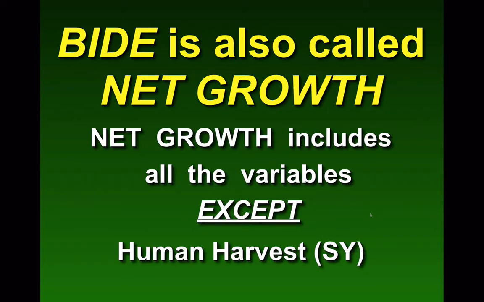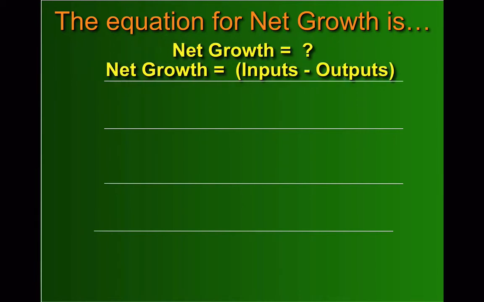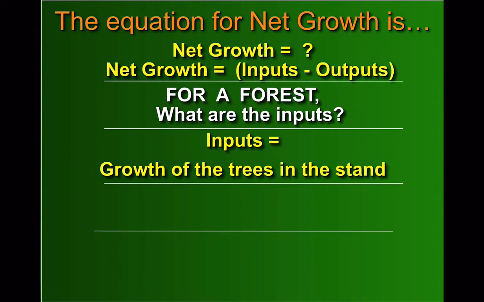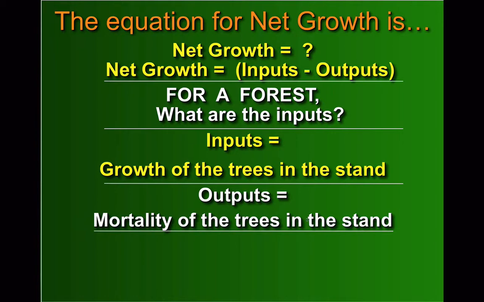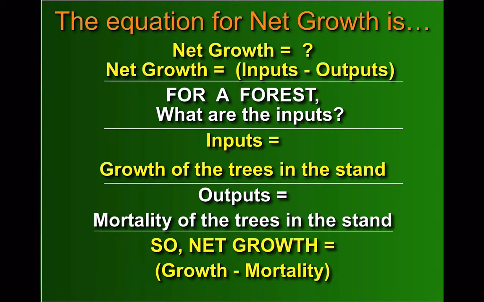So BIDE is also called sustained or net growth. Net growth includes all the variables except human harvest. Net growth includes all those variables, B, I, D, and E, and you know what those stand for, and all of those except for sustained yield. So the equation for net growth is inputs have to be greater than outputs, or for a forest, inputs would be the growth of the trees in the stand, outputs would be the mortality of the trees in the stand. So then net growth in a forest would just be growth minus mortality.